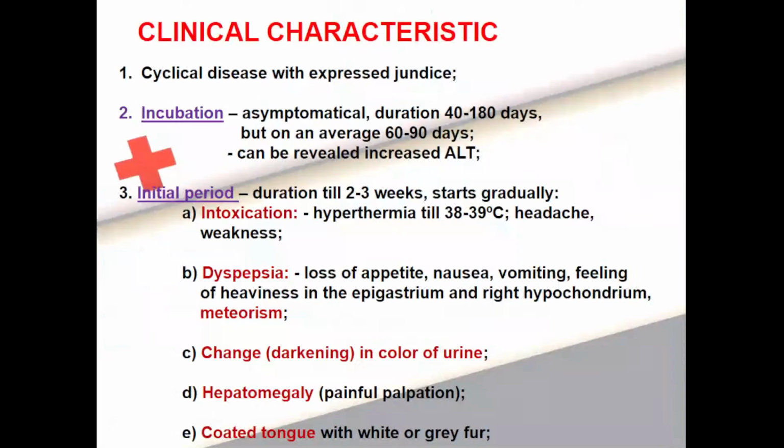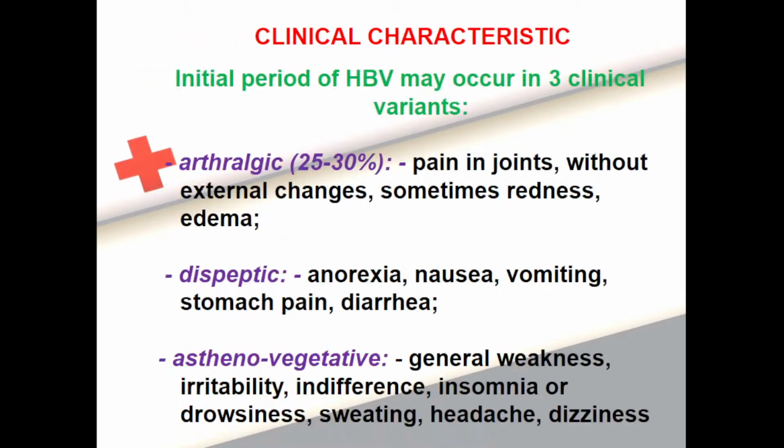Clinical characteristics. A cyclical disease with expressed jaundice. The incubation is asymptomatic, duration 40 to 180 days, but average 2 to 3 months, up to half a year. Increased ALT can be revealed even during the incubation period. Initial period, duration up to 2 to 3 weeks, starts gradually: intoxication, hyperthermia, headache, weakness, dyspepsia, meteorism, changes in color of urine, hepatomegaly, painful palpation, coated tongue with white or gray fur.